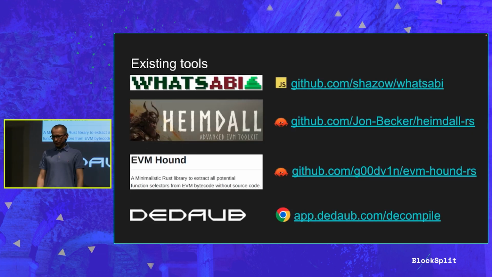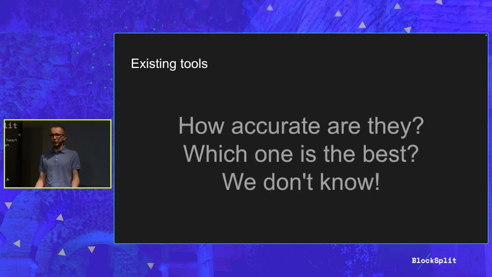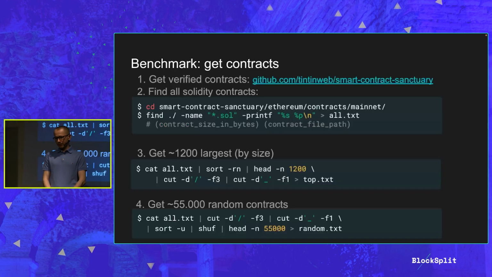So what are the existing tools for extracting function selectors? The first one is ABI, written in TypeScript, by Shadow, and JavaScript, and others exist like EVMole and EVMhound, which are written in Rust, or you can use the DAO decompiler. But what's wrong with them? We don't know how accurate they are. We don't know which one is the best, or how to choose which one to use. And that's the first problem which I try to solve.